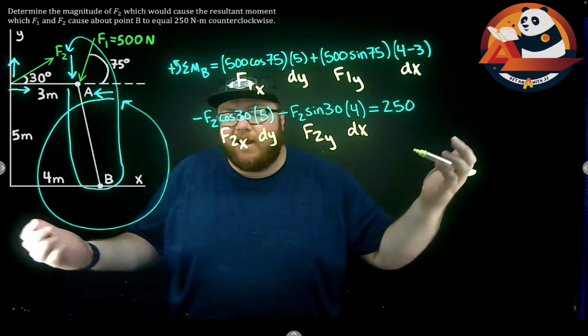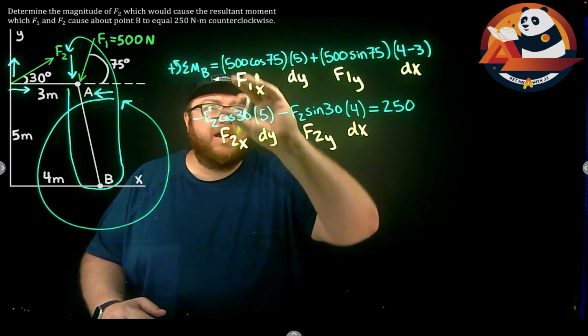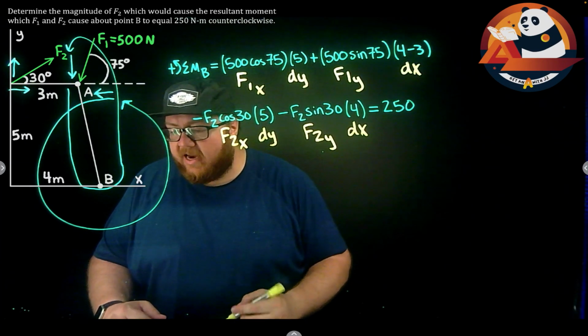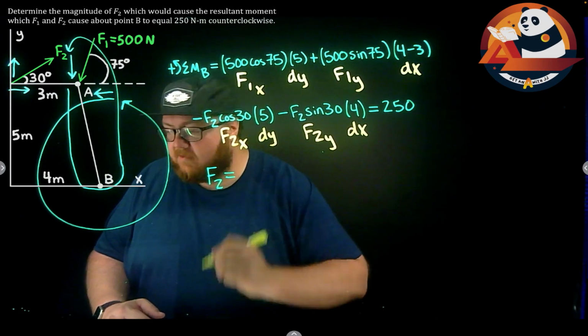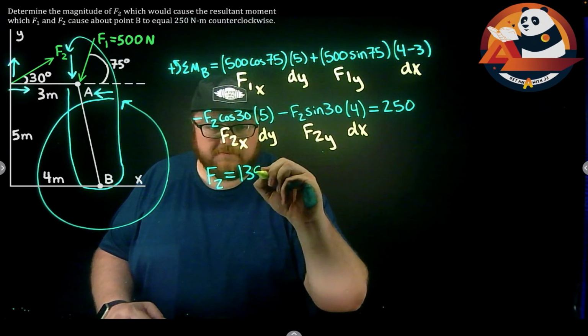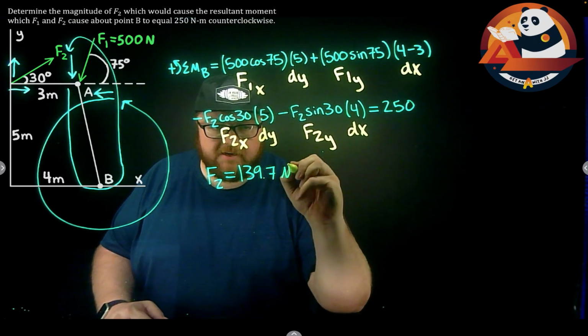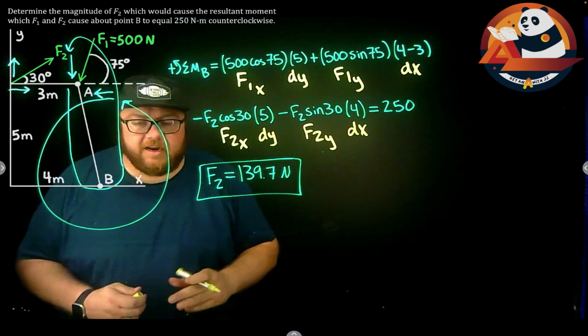Here we're getting a moment out for that. That's okay. We can still work with that. But F2 is my only unknown. I can move everything over to the other side. I'm going to solve this out, and I would get that F2 is equal to 139.7 newtons, which would be our answer there.